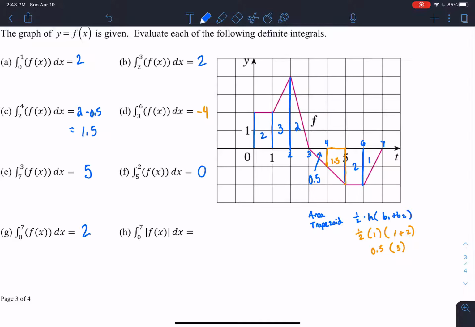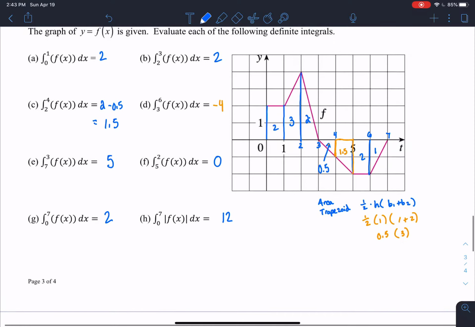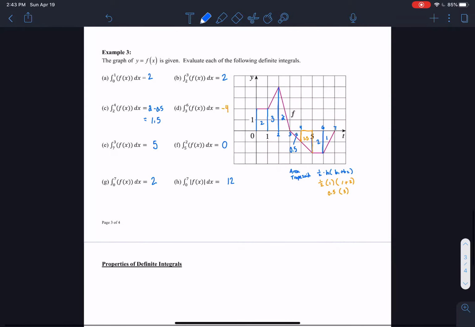Right? And then if we do the absolute value from 0 to 7, everything becomes positive. So 2 plus 3 is 5, plus another 2 is 7, plus another 2 is 9, plus another 2 is 11, plus another 1 is 12. All right. So if you guys, again, just split them up, it's pretty easy to work on it from there. And then you can just use them for other problems.